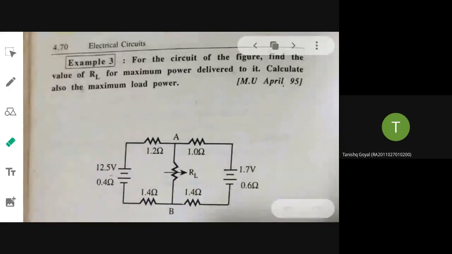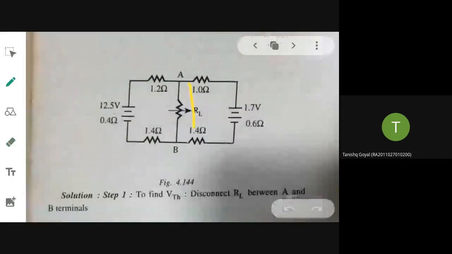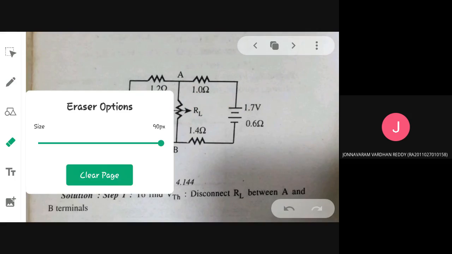VThevenin. So this is the terminal in question. That terminal you have to disconnect. You have to open it, not shut. Open. And you will read it like this.